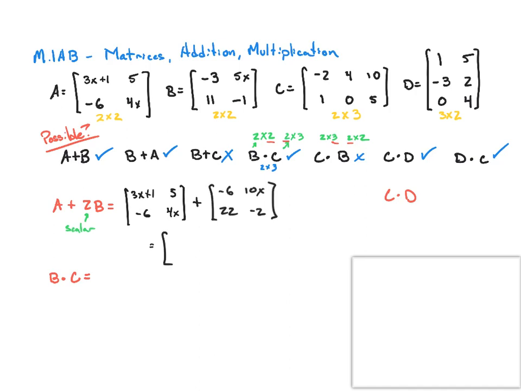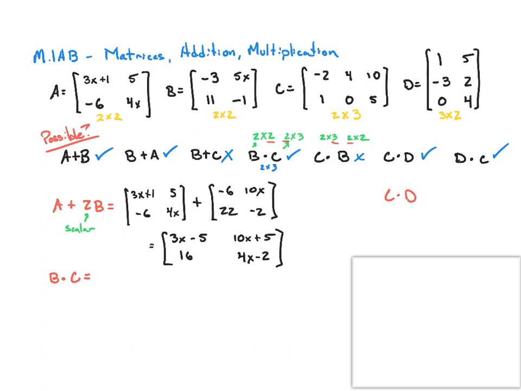In our solution matrix, you just add together the corresponding entries. So 3x plus 1 plus a negative 6. Okay, well, it's just a 3x because those are my combining like terms part here. And 1 minus 6 is a negative 5. That's my first entry. And then you have 10x plus 5 in the top right. And then you have negative 6 plus 22. So that is going to be a positive 16. And then you have 4x plus negative 2, or just 4x minus 2. And there you have your matrix addition for A plus 2B.